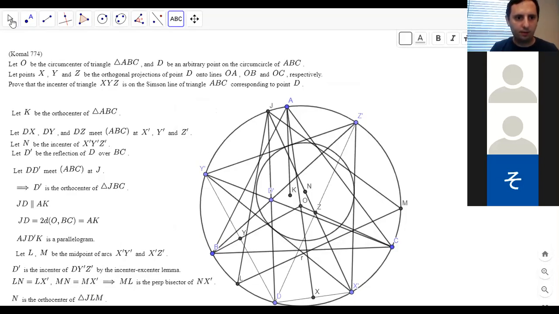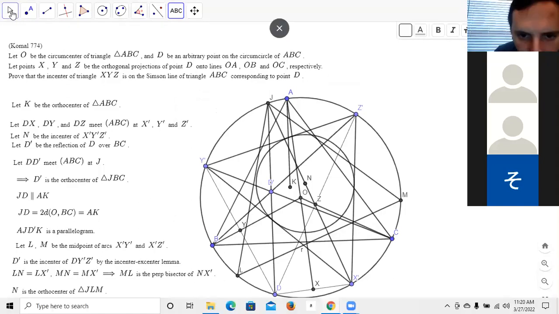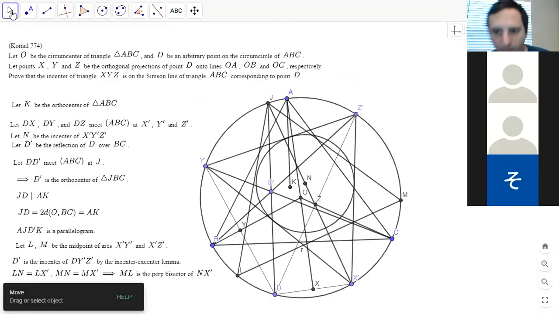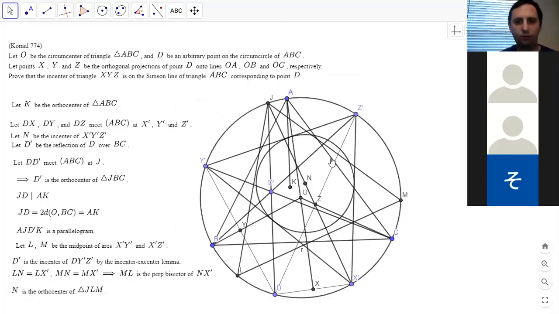And then I guess I'll just say by an angle chase, JLM is congruent to ABC, because I don't know if there's a more obvious way to see it than an angle chase. Yeah, I just know we've done this for a while.